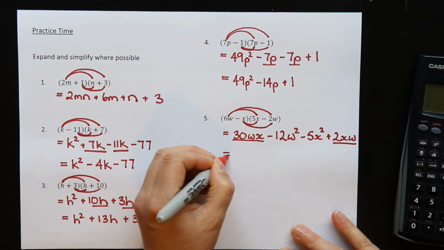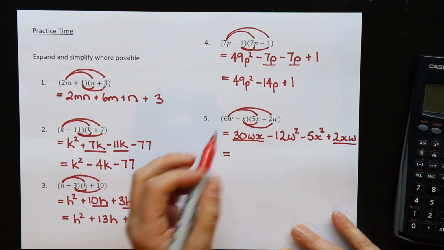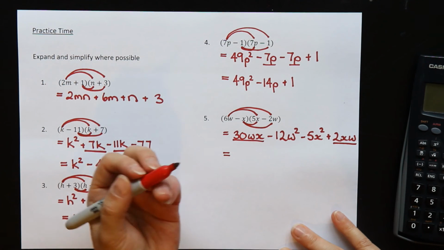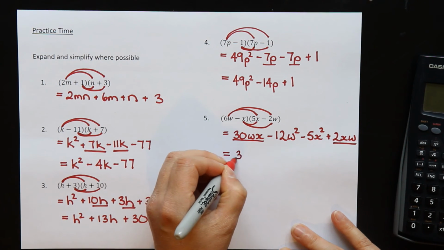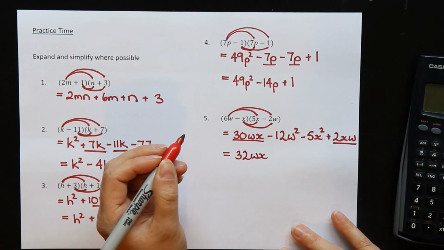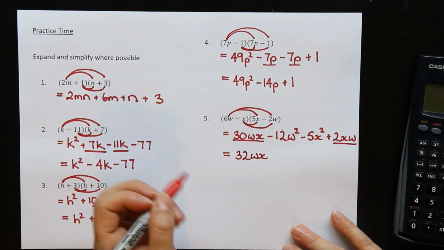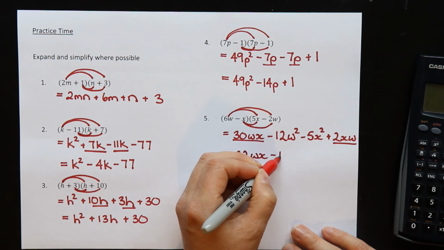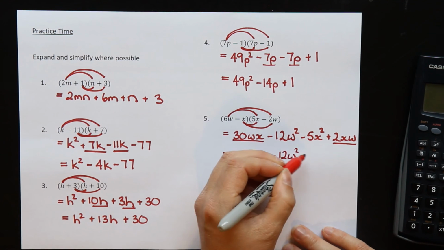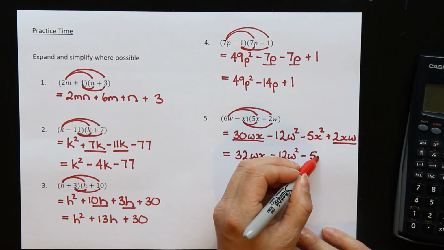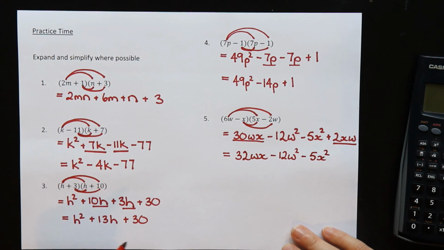I might collect up my like terms first. So 30wx plus 2wx will make 32wx. You can call them wx's or xw's. Doesn't matter which way. Normally alphabetical order is how you do it. Minus 12w squared and minus 5x squared. Okay, and that's it.